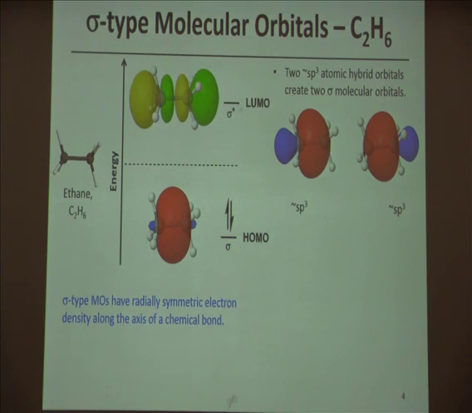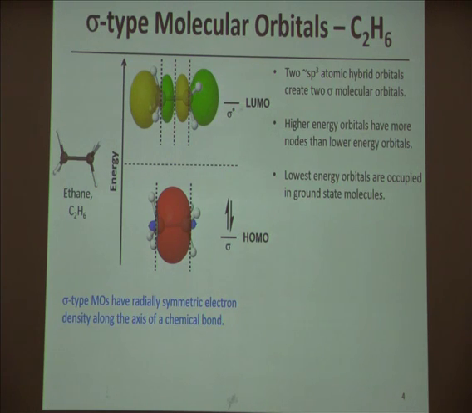So here are images of those two sp3 atomic hybrid orbitals on each of the carbon atoms. This is the sp3 orbital on the left atom. This is the sp3 hybridized atomic orbital on the right atom. When those two orbitals come together and form a bonding orbital, it becomes this one. When they're brought together and the wave functions are subtracted, that forms this anti-bonding, unoccupied LUMO orbital here.